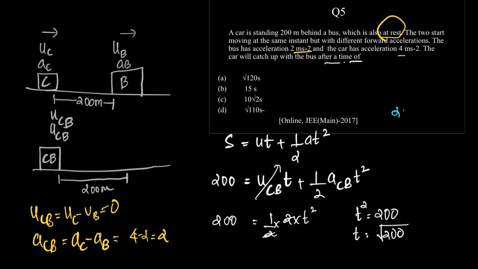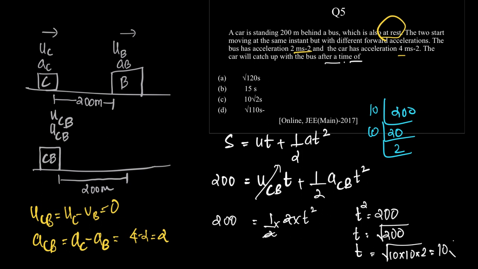if you factorize 200, it can be written as root of 10 into 10 into 2, which is 10 root 2. Therefore the correct option is option C. This is a very straightforward question. At times the JEE Mains also comprises these kinds of questions.